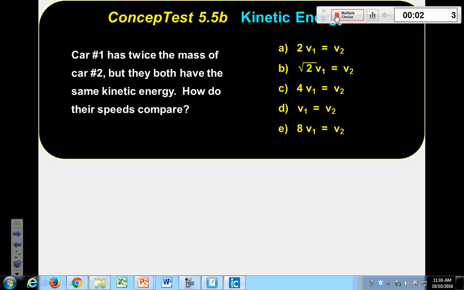Okay, so car number 1 has twice the mass of car number 2, but they both have the same kinetic energy. So K is the same for both of these, but one has twice the mass. How do their speeds compare? Might help you to write out the equation. I wouldn't try to do it in your head, but write out the equation. If you change the mass by a factor of 2, what is that going to happen to the speed?